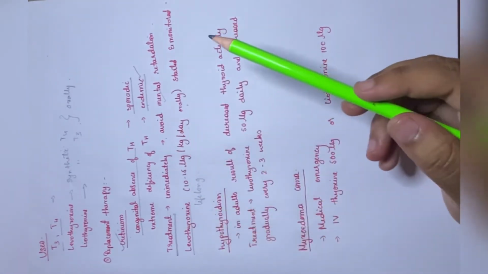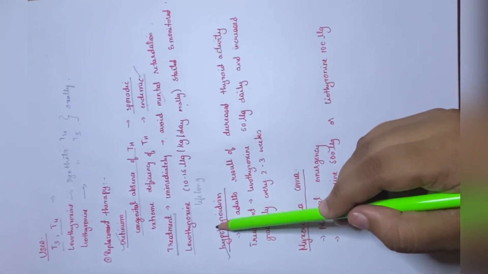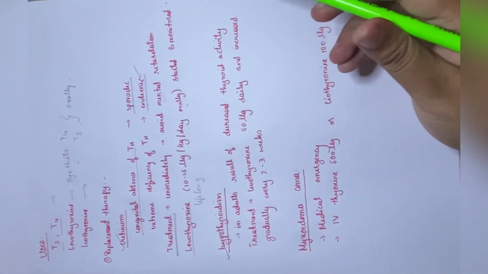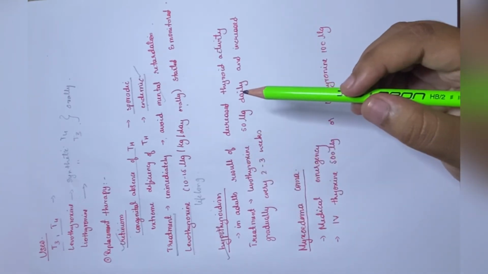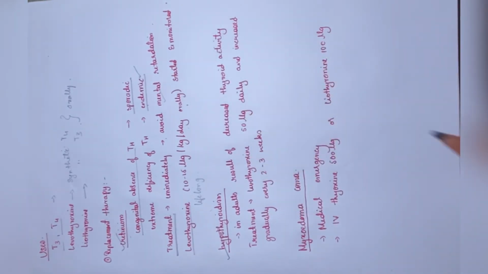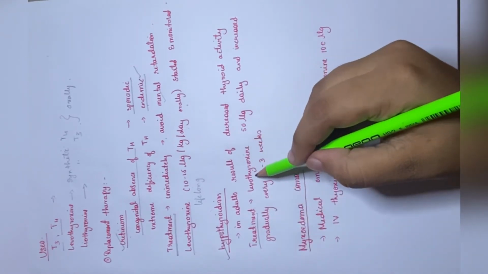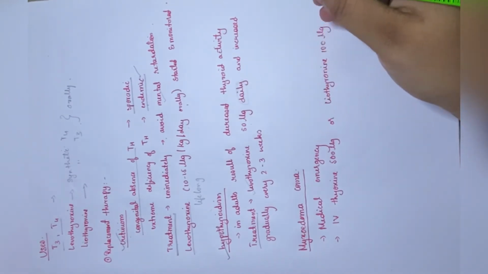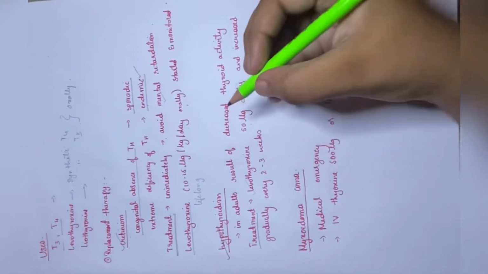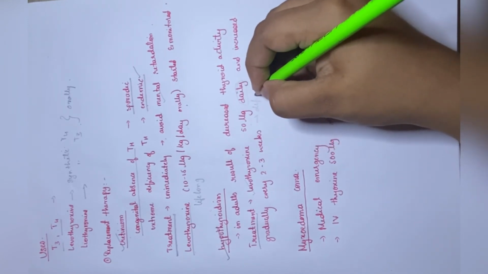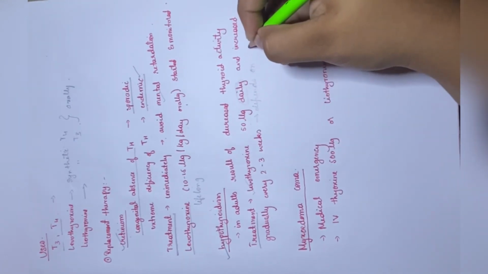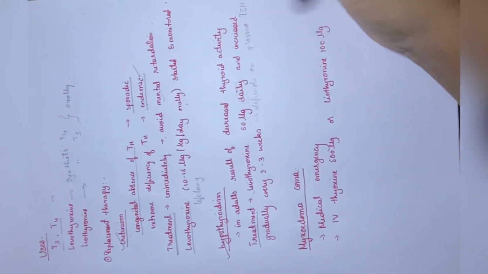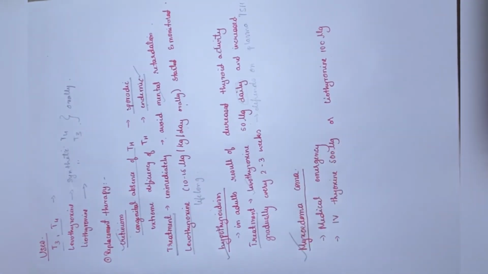Now the second condition where we use replacement therapy is hypothyroidism. In adults, it is a result of decreased thyroid activity, and this can be reversed by appropriate treatment. That treatment is levothyroxine 50 microgram daily, increased gradually over 2 to 3 weeks, and this increase depends on plasma TSH levels.